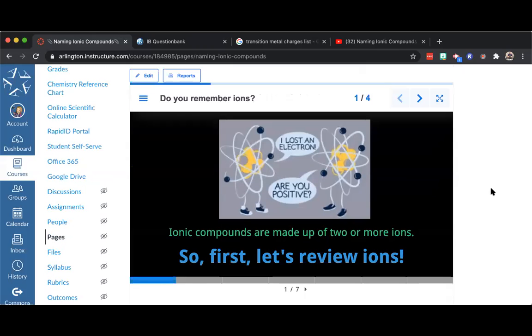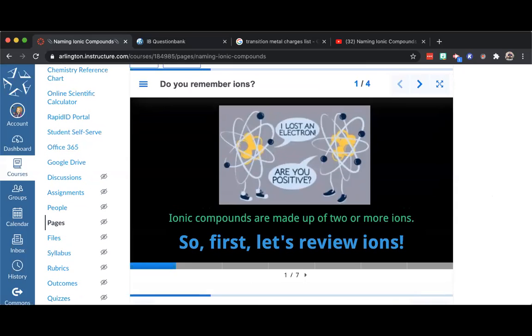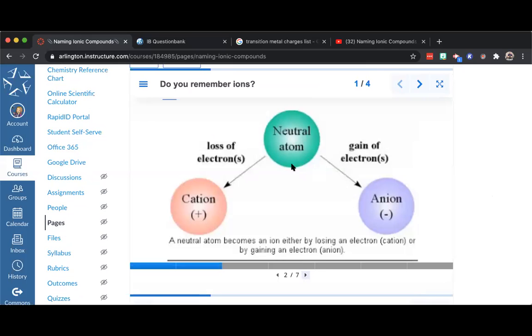So kind of to start off, it's just like, hey, do you remember what ions are? Because remember, ionic compounds, they're made up of 2 or more ions, and so a little bit of a recap here on ions. And so we start with our neutral atoms, okay, and remember, they're either going to lose or gain electrons. So if they lose electrons, remember, they become positively charged, and that's called a cation. That's the positively charged one. If they gain electrons, then they become negatively charged, and that's called the anion, okay? So we need to make sure we know those terms, cation and anion, and which one is positive and which one is negative, because you're going to hear me use them throughout the rest of the year.